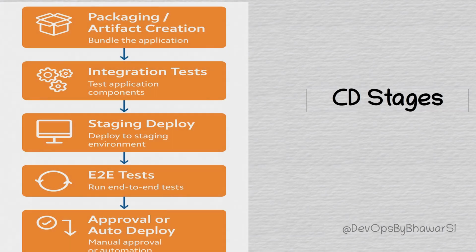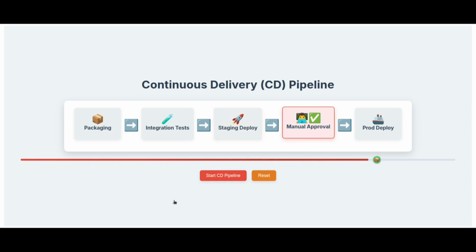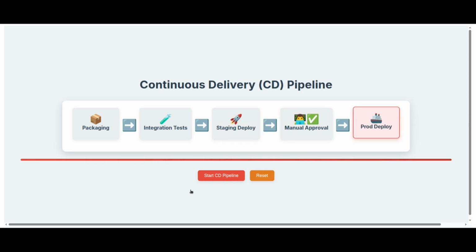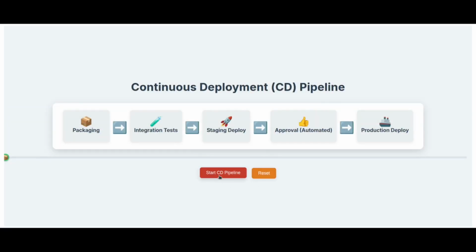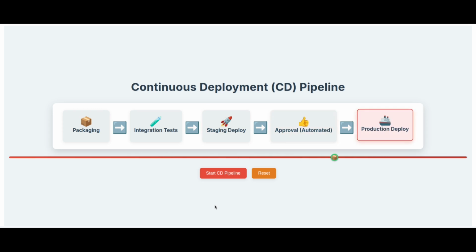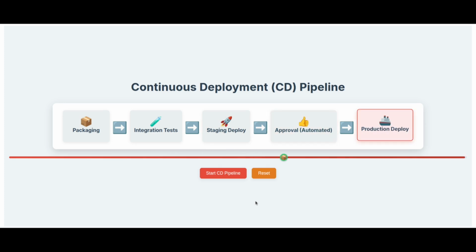Then comes the approval step for delivery. In continuous delivery, this is a manual approval gate. A human, maybe a release manager, reviews and approves the release before it can go live. And finally, we have production deployment. Now, if you're following continuous deployment, this step is automatic. No manual approvals required. The release goes straight into production, fully automated, once it passes all the prior checks. And that's the flow of CD stages, packaging to production, with the right blend of automation and control.